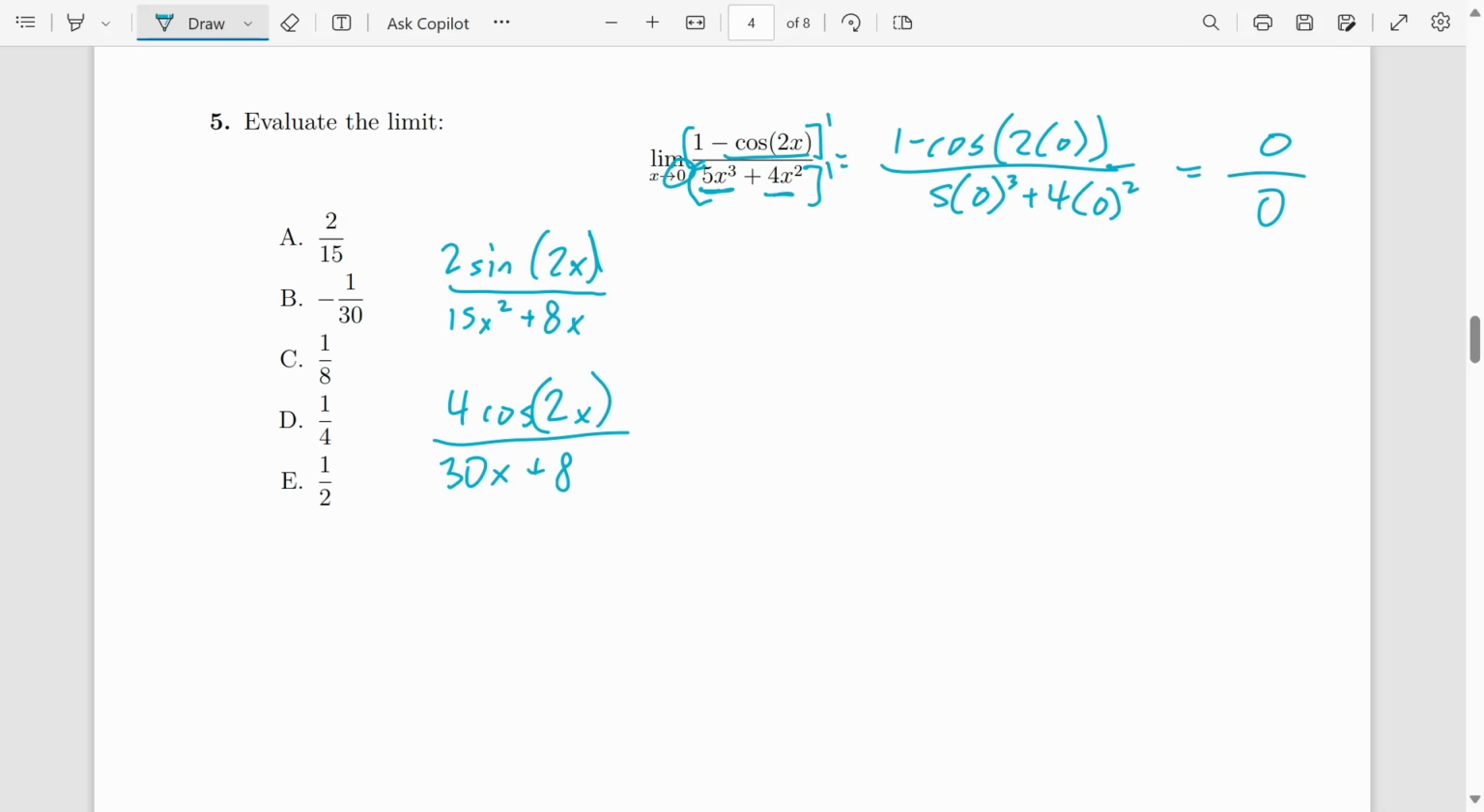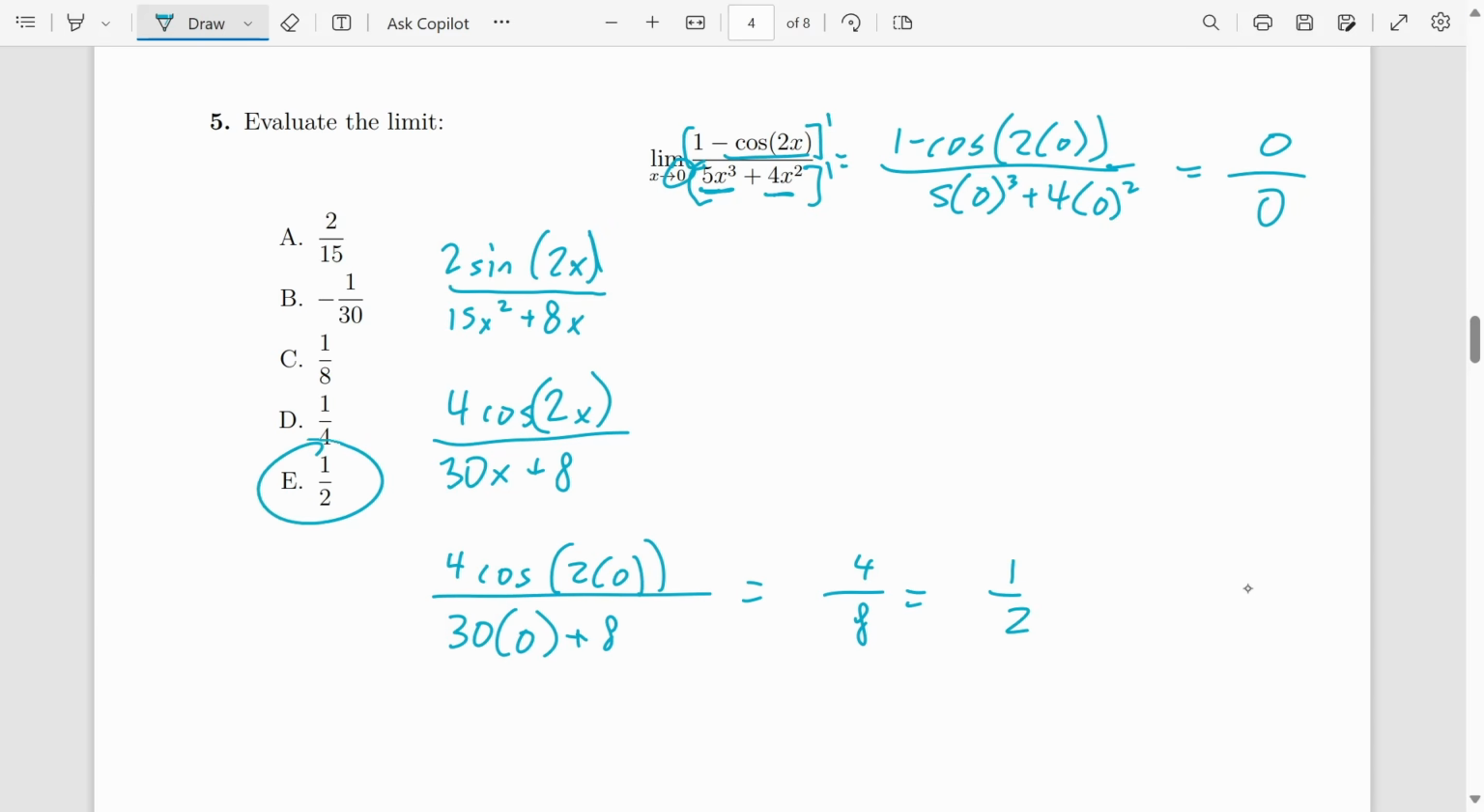So calculating this is going to be 4 times cosine of 2 times 0 all over 30 times 0 plus 8. This is equal to, on the top, cosine of 0 is 1, and 1 times 4 is 4. On the bottom, 30 times 0 is 0, plus 8 is 8. This is 4/8, which equals a half. Our answer is E.